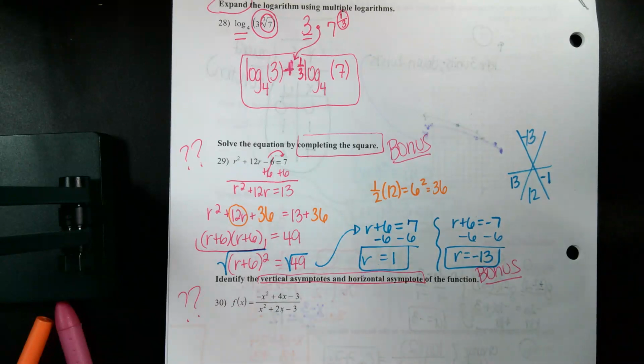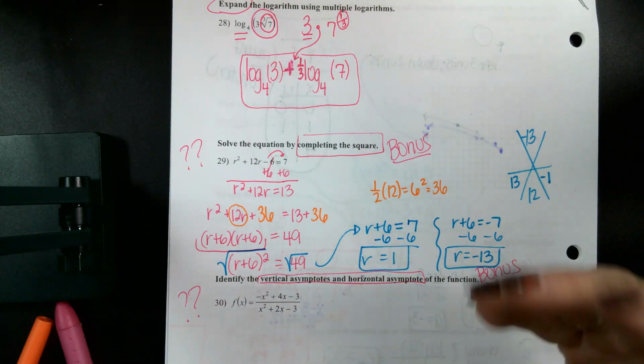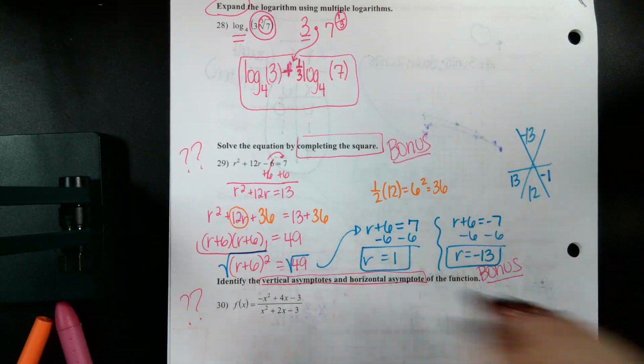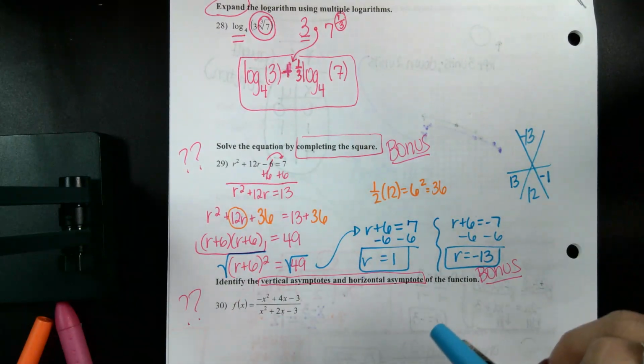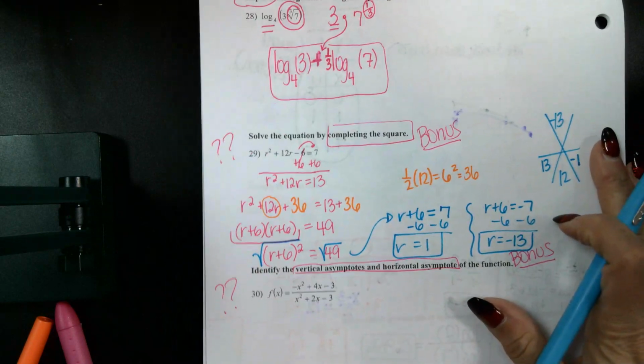It would have worked. But because they're telling us to complete the square, you have to do it that way to get the bonus points. Okay. Because otherwise, I'm just not even going to count that problem.